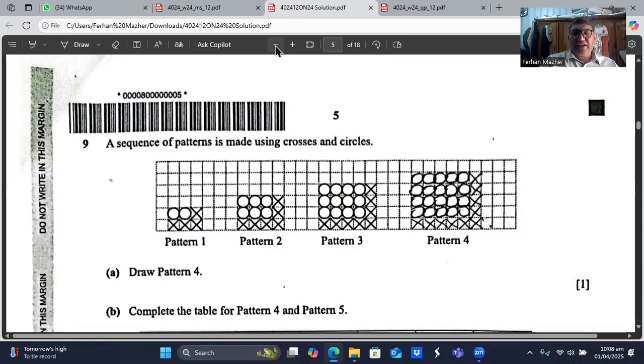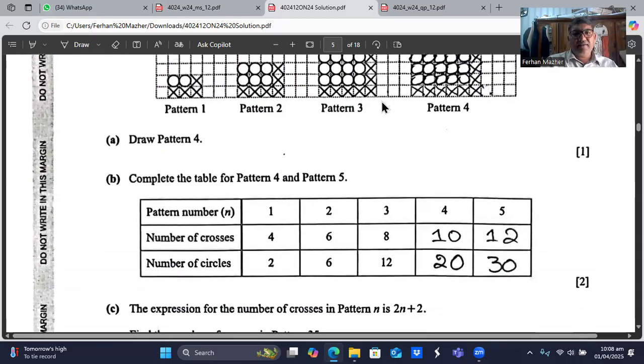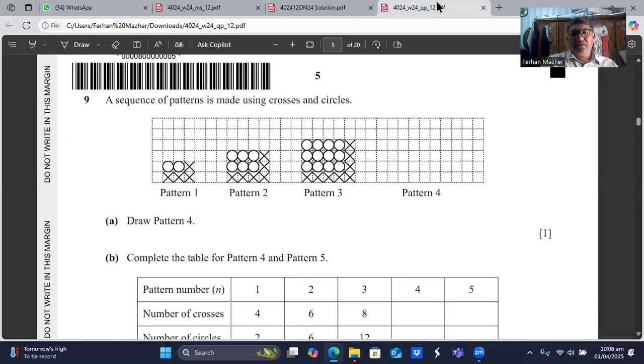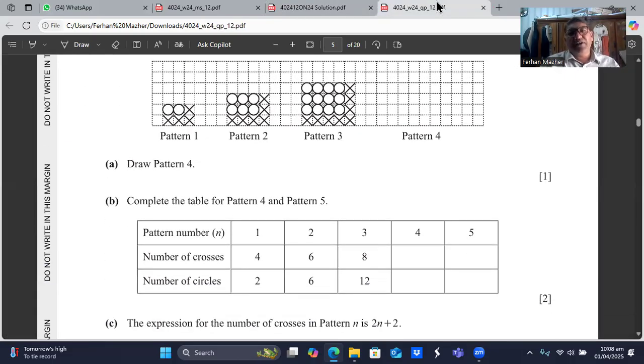So we will go to the next part, where we have to complete the table. Here he says complete the table for pattern number 4 and pattern number 5, number of crosses. So here you can see the first pattern, second pattern, third pattern, fourth pattern, fifth pattern. Here we have 4, then 6, then 8. So you can see easily that 2 is being added. So in 8, we will add 2, you get 10. In 10, you will add 2, you get 12.